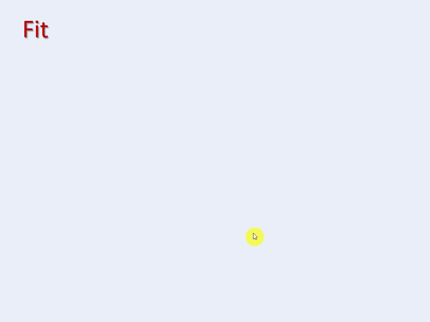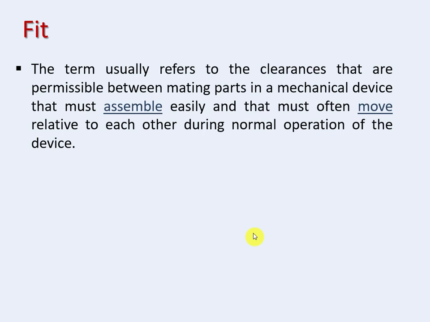Fit. This is the fourth term, guys. The term fit usually refers to the clearances that are permissible between mating parts in a mechanical device that must assemble easily, guys, and that must often move relative to each other during normal operation of the device. So when you fit parts together, you have to think about the assembly. It should be easy, and the movement of the parts relative to each other should also be easy, and think about lubrication also.